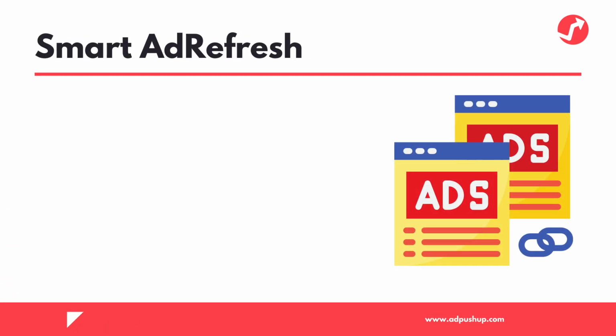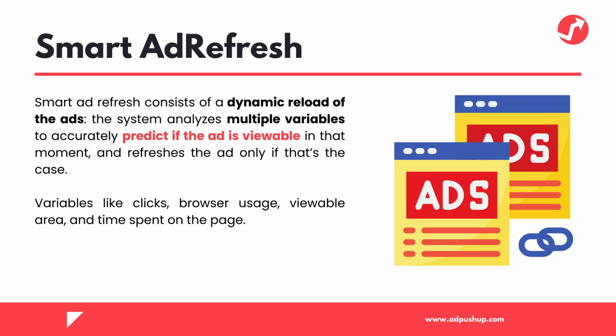We are going to talk specifically in this lesson about smart ad refresh. Based on what we just learned about ad refresh, smart ad refresh consists of a dynamic reload of the ads. The system analyzes multiple variables to accurately predict if the ad is viewable in that moment and refreshes the ad only if that's the case. Some variables include clicks, browser usage, viewable area, and time spent on the page. So this means it is a technology that is more advanced.